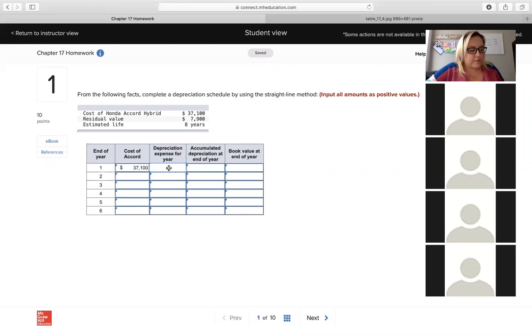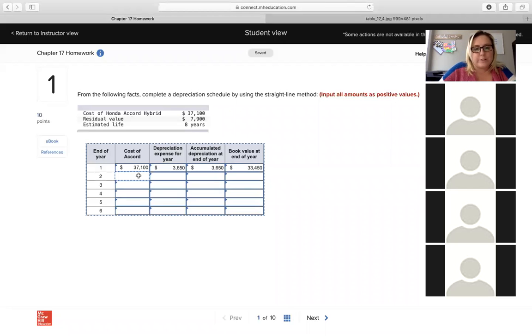So you've got to go back and see that for the straight line method, you take cost minus residual value divided by estimated life. Your numbers are probably different than mine, but in my example, my cost is $37,100 minus my residual value of $7,900 divided by my useful life of 8 years. My depreciation expense is $3,650. In the first year, your accumulated depreciation equals your depreciation expense. Your book value is your cost minus your accumulated depreciation, so your book value at the end of the year is $33,450.